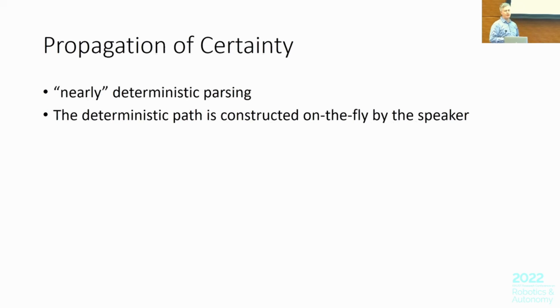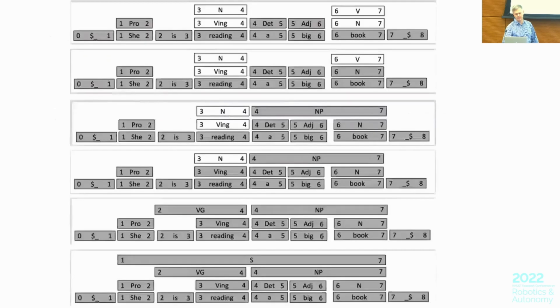You can modify this algorithm a little bit to make it do what I call propagation of certainty. And I will show you it's a nearly deterministic parsing, which is completely different from traditional parsing algorithms, which tend to be exponential. But this is deterministic, in quotes, because as the person talks, they will make it deterministic for you, knowing what you know about the domain. So that's something which is a little bit more complex.